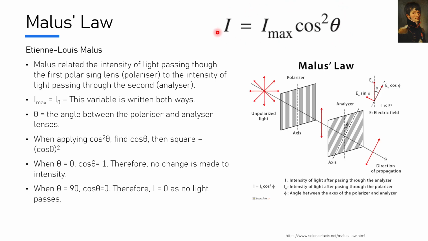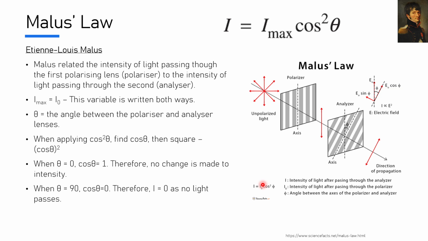In this formula, I equals I max cos squared theta, there's a few things to keep in mind. I max and I naught are the same thing. So in your data sheet, it's written down as I max, right? But in other sources, you may see it written down as I naught. They are written both ways.